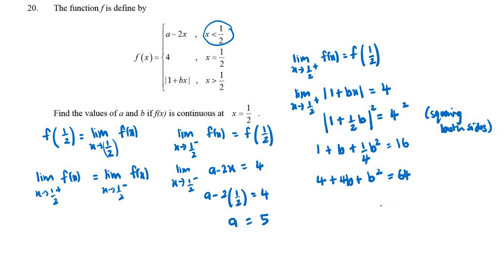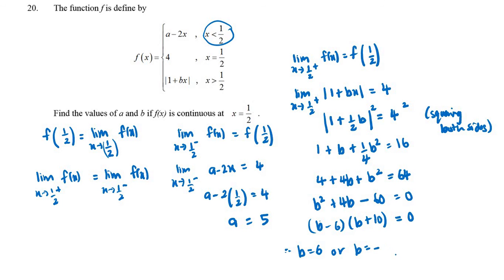And if that is equal to 64, when we rearrange, we get this quadratic equation: b squared plus 4b minus 60, that is equal to 0. Then we will have two factors: b minus 6, and factor that out, and then we have b plus 10, that is equal to 0. So the value for b, therefore, is b equals 6 or b equals negative 10. That is the solution for this question.